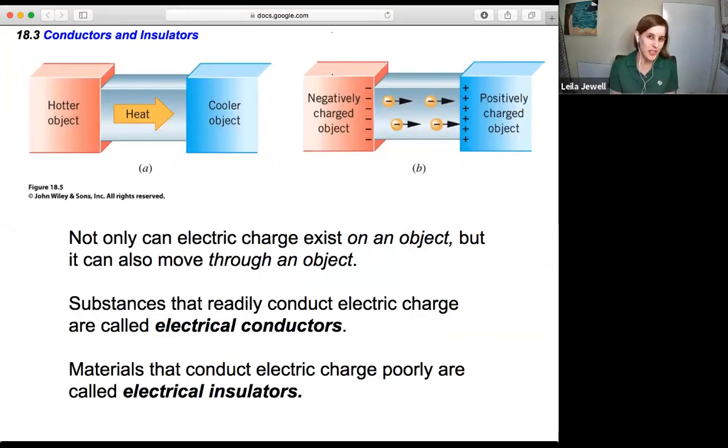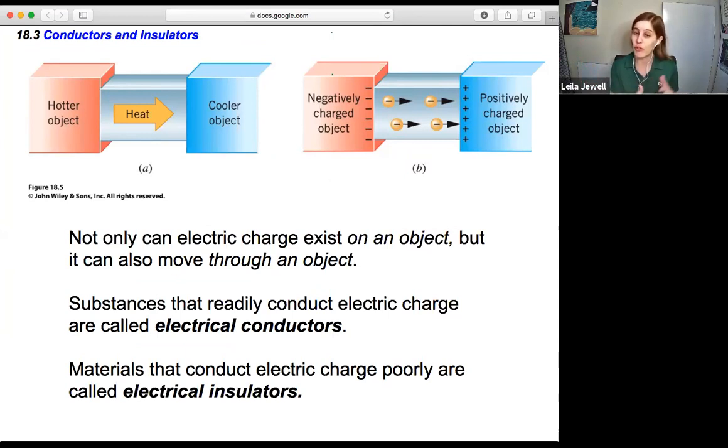Section 18.3, conductors and insulators. So not only can charge exist on an object, but it can also move through an object. And so we say that charge can be conducted through a material. It turns out this is actually very similar to how heat can be conducted through a material.